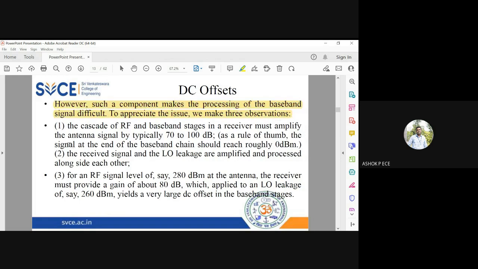They have observed three cases where the cascaded stage must amplify the antenna signal by 70 to 100 dB. In that case, the DC was creating problems. The received signal and LO leakage are amplified and processed alongside in the receiver. So whatever DC signal is added to your received signal is unwantedly getting amplified, and I am going to lose power in that. For an RF signal of -80 dBm at the antenna, the receiver will provide a gain of 80 dB, which applied to an LO will have a power of this much.